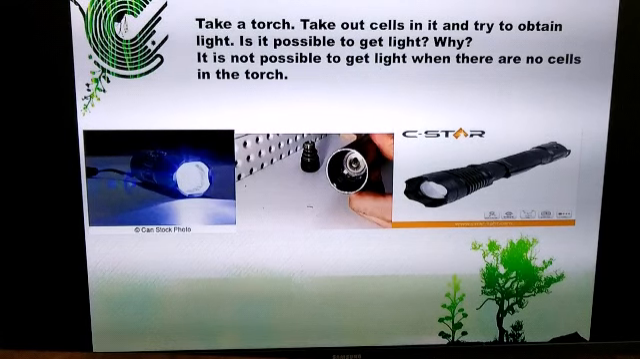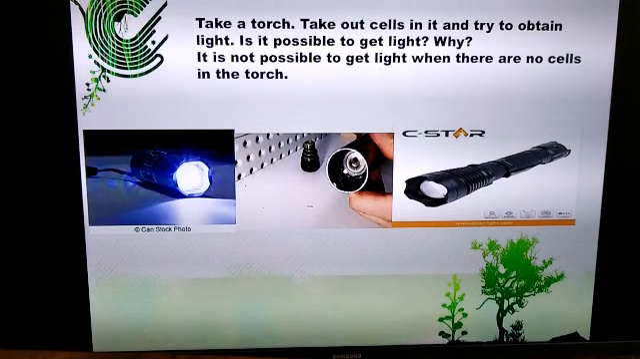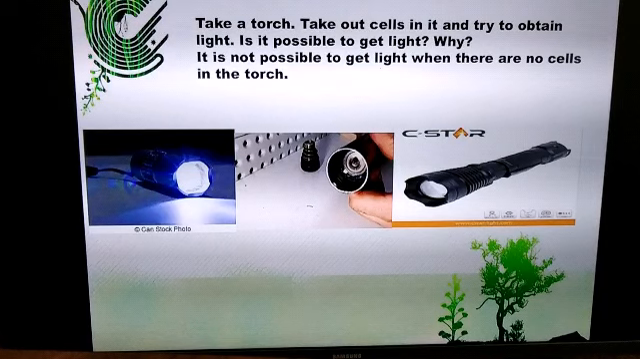Now switch off the button and take out the cells that are present in the torch. And once again press the switch of the torch. Is it possible to get light? It's not possible. Why? Because there are no cells in the torch.